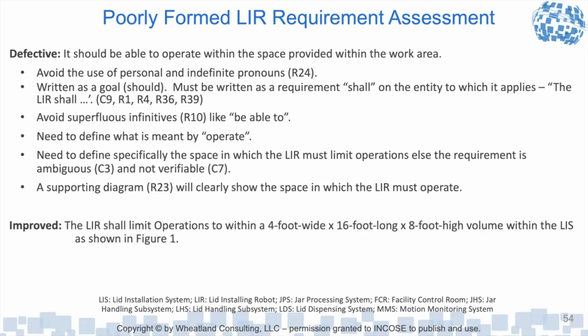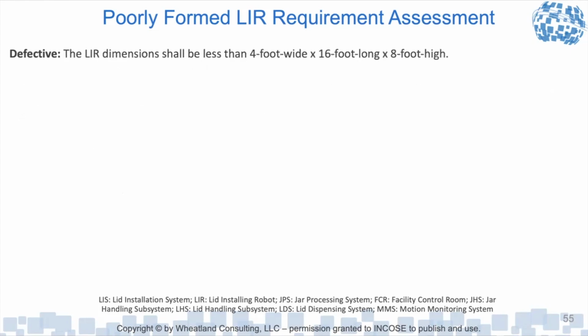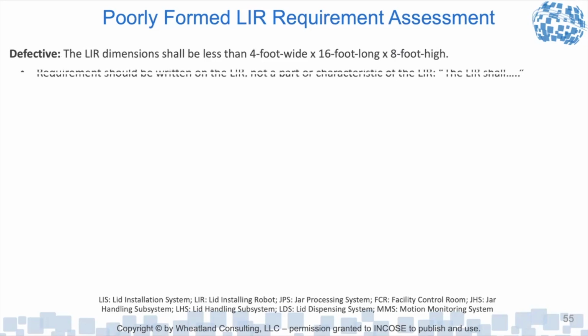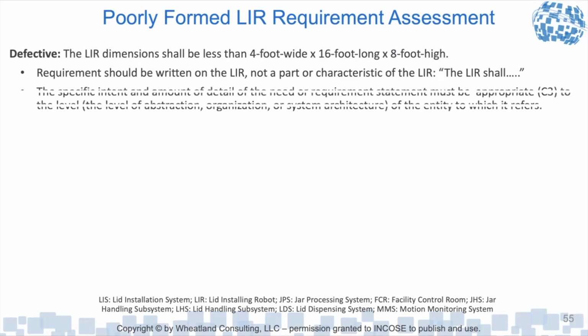So we can say the LIR shall limit operations to within a 4-foot wide by 16-foot long by 8-foot high volume within the LIS as shown in Figure 1. The LR dimensions shall be less than 4-foot wide by 16-foot long by 8-foot high. This requirement should be written in the LR, not a characteristic of the LAR. So rather than LR dimensions, it should say LAR shall.